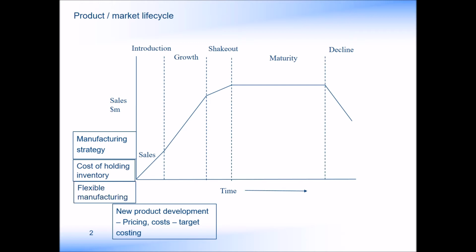Or do you opt for flexible manufacturing to ensure that you can manufacture to demand? And here, a failure to meet demand may mean that you are giving market share to competitors. So the financial impact of these decisions need to be taken into account.